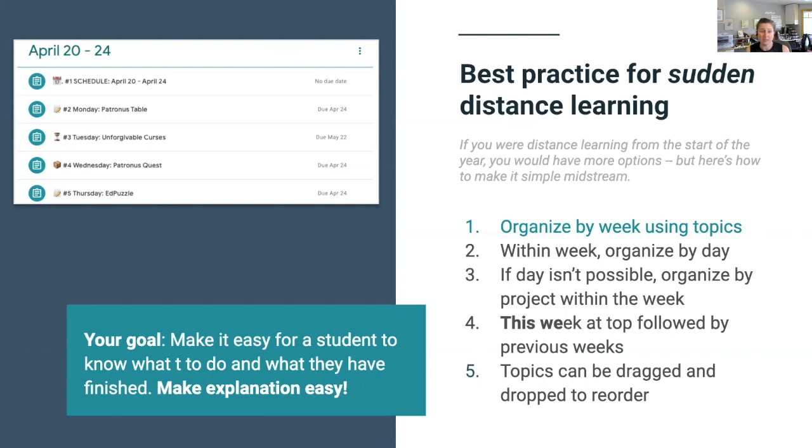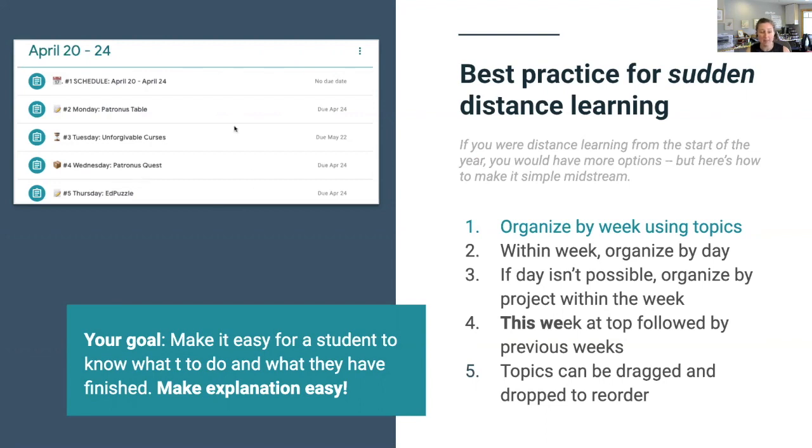And so the simplest explanation you can offer these students is: I'm going to post things for you to do each week, and I'm going to tell you what day you're supposed to do them. And if you don't do them that day, you can do them the next day, but just know you're falling behind. So this example on the left organizes a week by using topics, and then within that week, it's organized by day. If a day isn't possible, you can organize by project within a week. I'll show you an example of that in a minute.